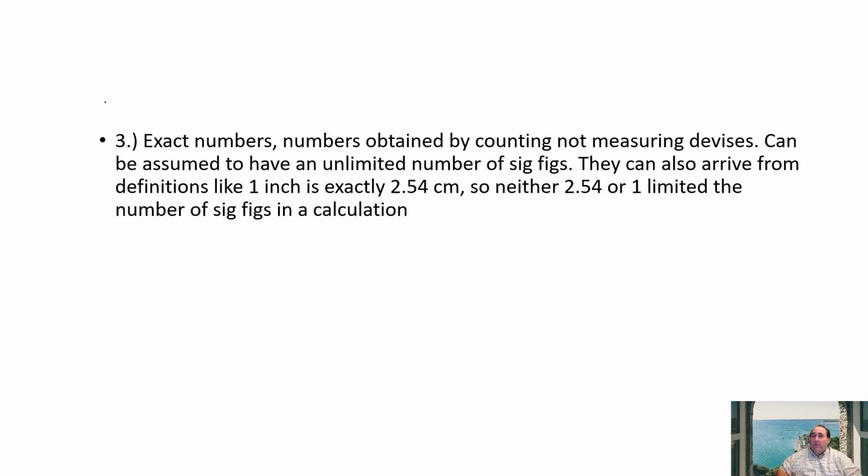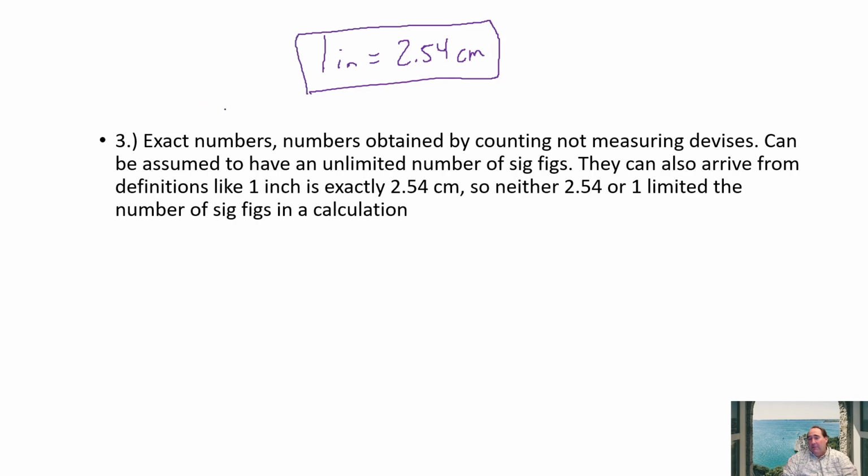Now, the other way, more commonly, that we come across exact numbers is in definitions, like 1 inch is exactly 2.54 centimeters. So that is what is referred to as an equality. An equality is two things that represent the same amount of something, but are in different units. And that's also a definition, and that is also considered an exact number.